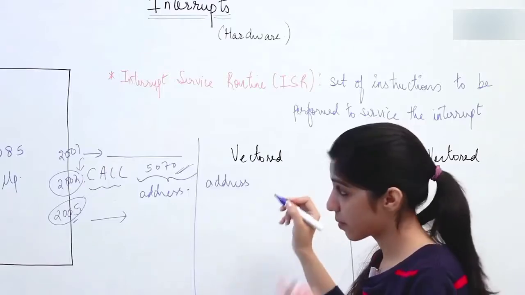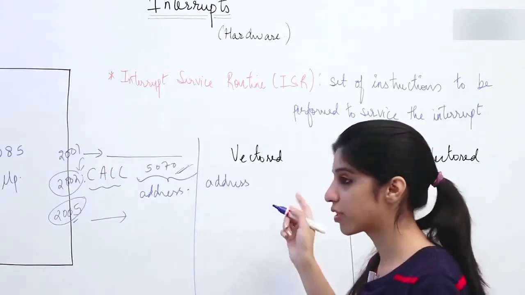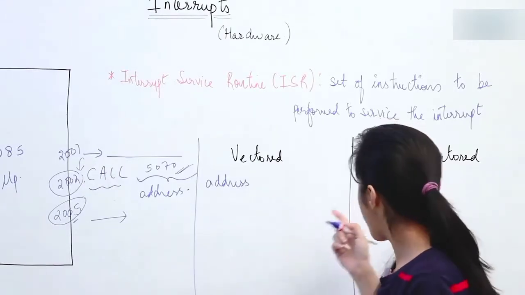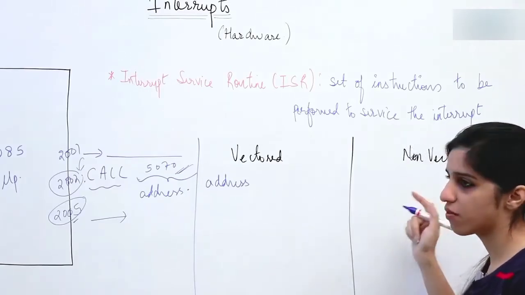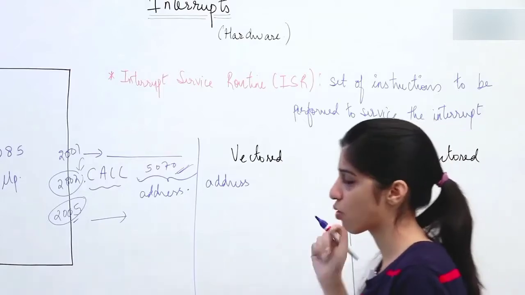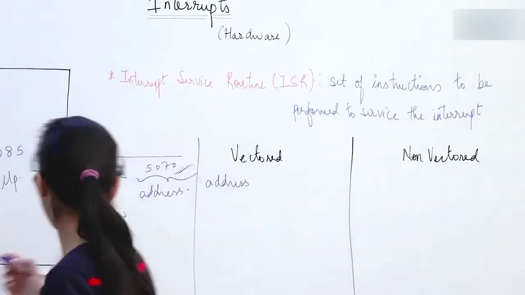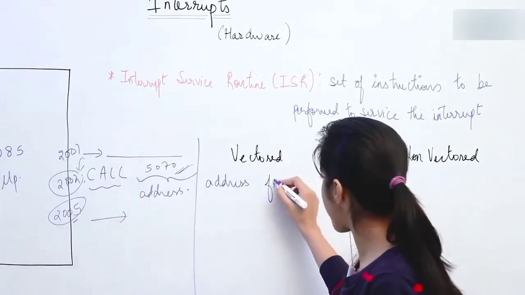The address of the ISR for these interrupts is already known, whereas for non-vectored interrupts the address is not known. The location where the ISR is stored is not known. Here, they have fixed addresses.